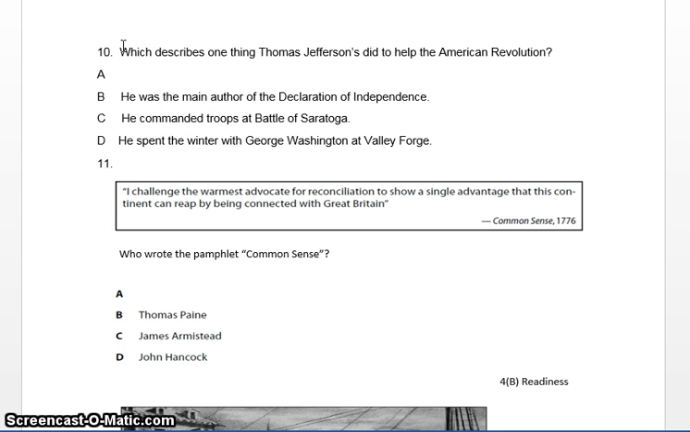Number 10. Which describes one thing Thomas Jefferson did to help the American Revolution? What did Thomas Jefferson do? B. He was the main author of the Declaration of Independence. C. He commanded troops at the Battle of Saratoga. D. He spent the winter with George Washington at Valley Forge. What did Thomas Jefferson do?